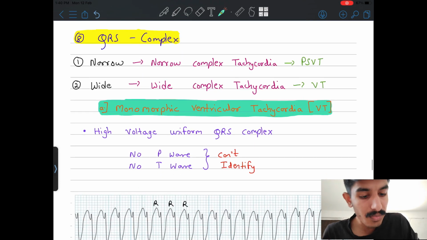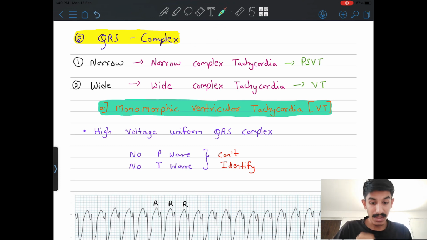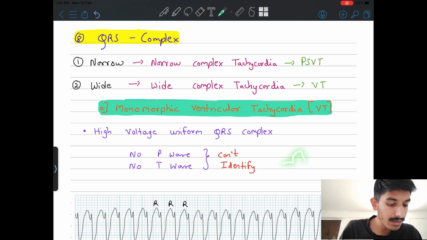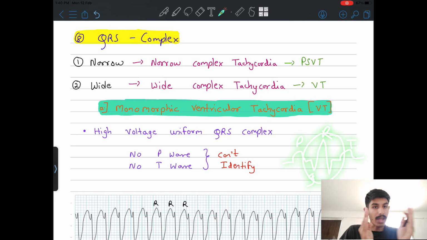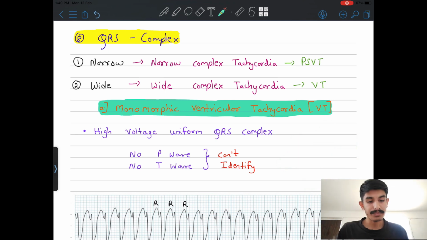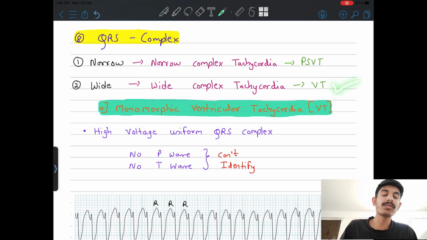Now move to the next part, which is the QRS complex. First, the QRS complex may be narrow or it may be wide. This is your QRS, so P and Q, R, S and your T. So this may be narrow or may be prolonged. If it is narrow, then it will tell you paroxysmal supraventricular tachycardia. And if it's wide, then it will tell ventricular tachycardia. We will differentiate about paroxysmal later. We already know, we studied it before.